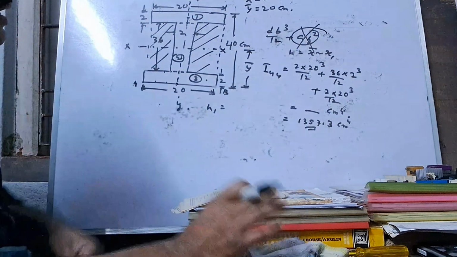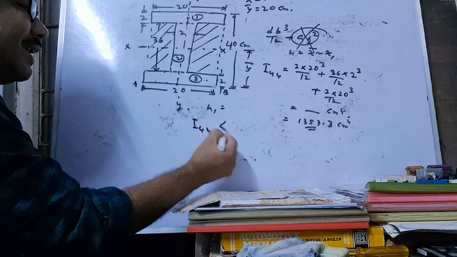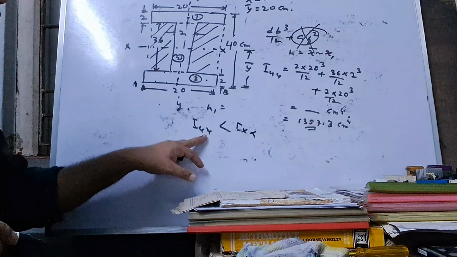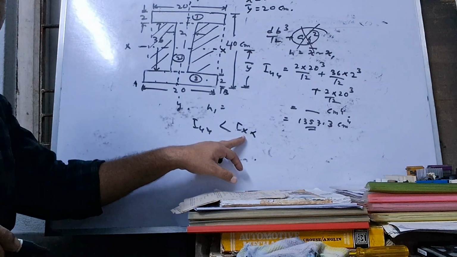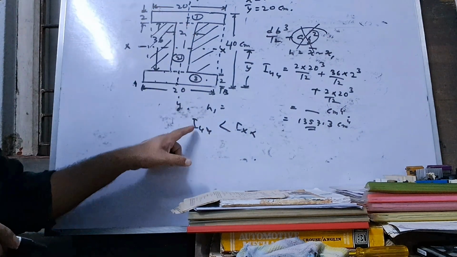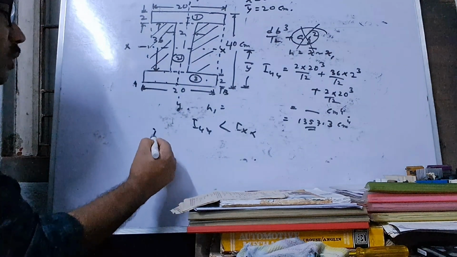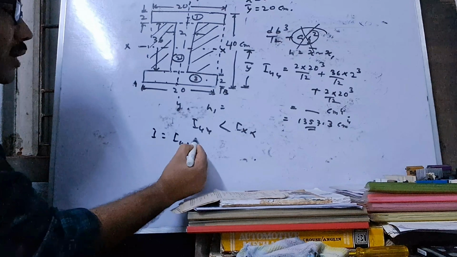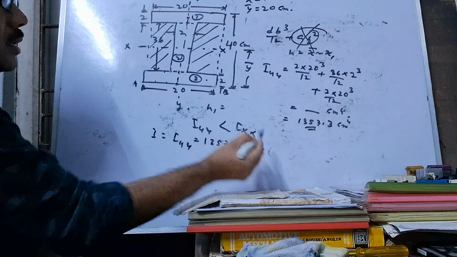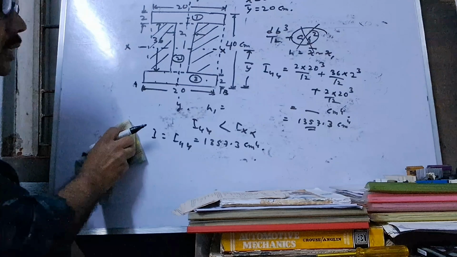So this is Iyy, and look here, Iyy is less than Ixx. As Iyy, moment of inertia about y axis, is less than moment of inertia about x axis, so the column will be buckled in y direction. So the value here I equal to Iyy equal to 1357.3. Now you calculate I in this way.